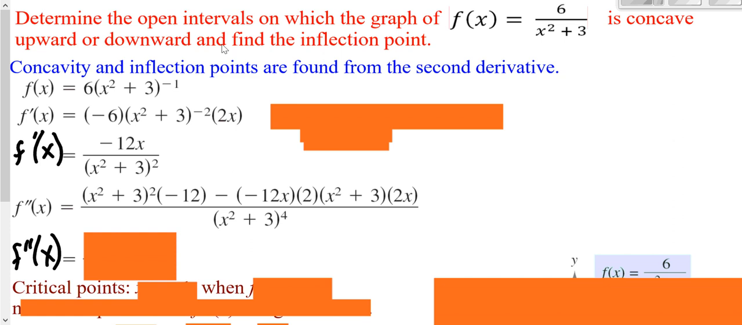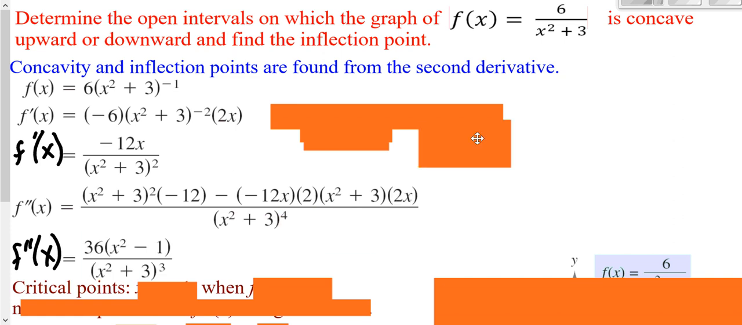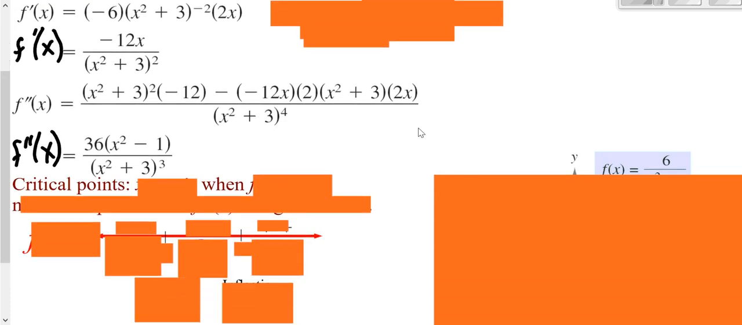So notice here we could do some simplifying. We have an x squared plus 3 and an x squared plus 3, x squared plus 3. Everything has an x squared plus 3. You could take an x squared plus 3 out of everything, simplify what's left on top, and we would just get this. Your critical points from your second derivative, or first, occur when your derivative is 0 or undefined.